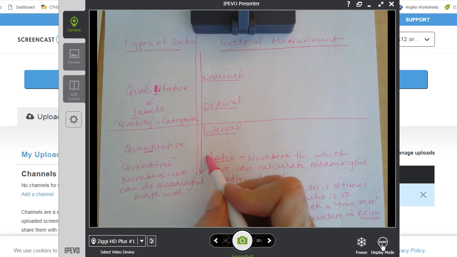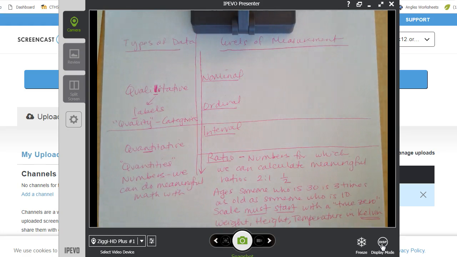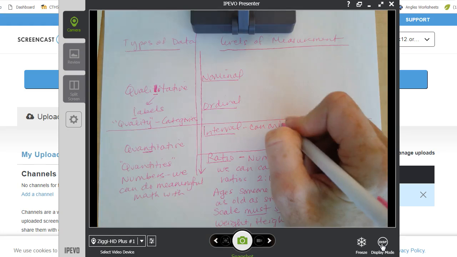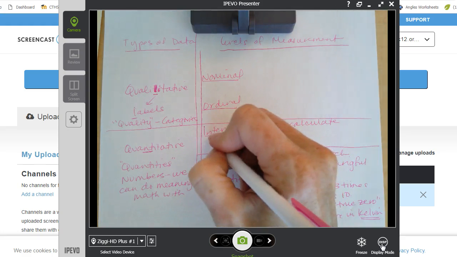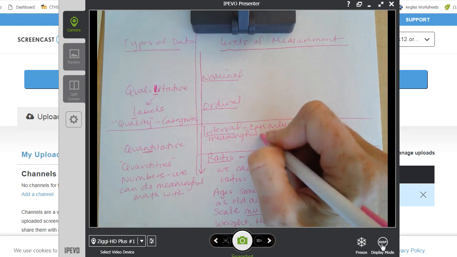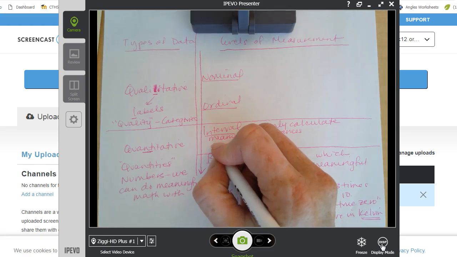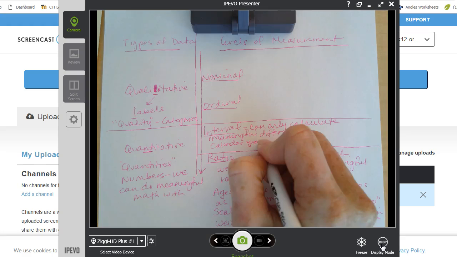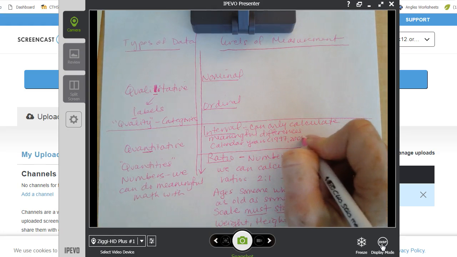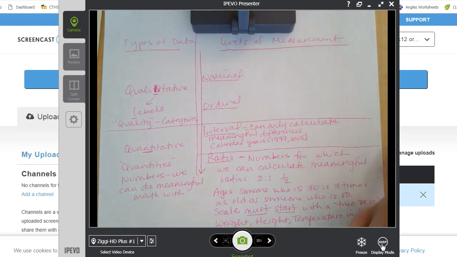Okay. All right, and then we're going to talk about interval. Interval are also data items that we can do meaningful math with, but we can't do ratios. We can only calculate meaningful differences. Maybe averages, perhaps sums, but meaningful differences would be a good focus point. So, for example, calendar years. 1997, 2005, etc. Okay? I can find differences between these years.